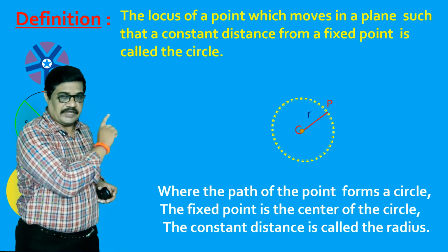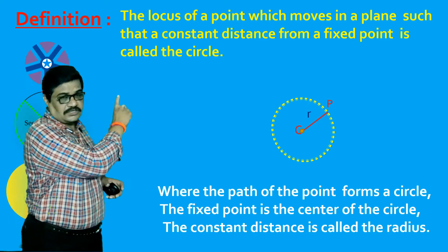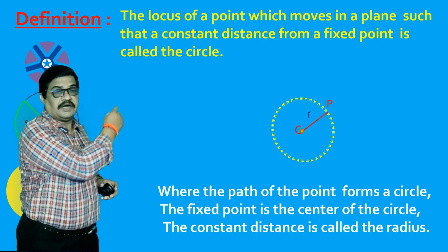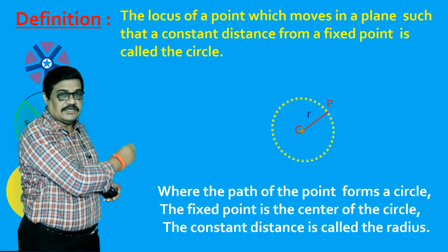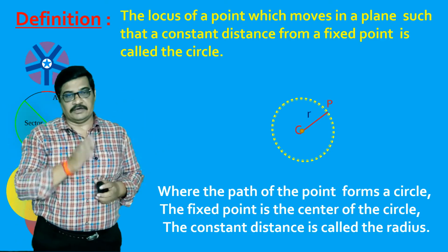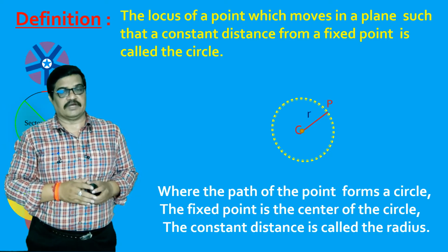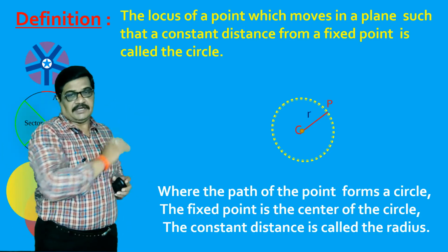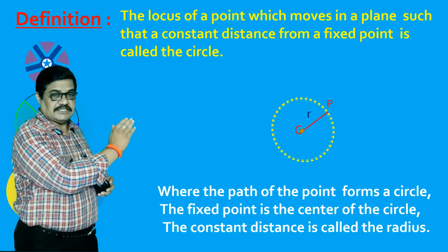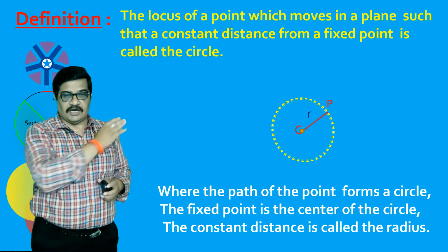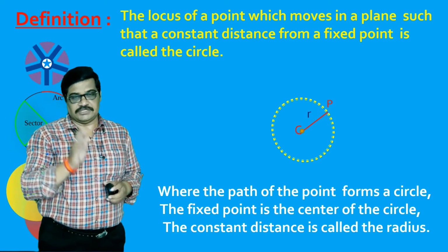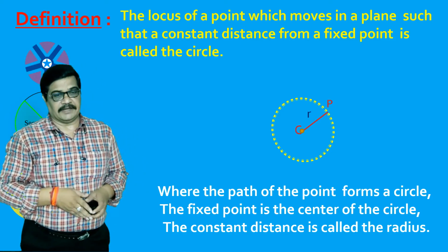The circle, once again: the locus of a point which moves in a plane such that it is at a constant distance from a fixed point is called the circle, where the fixed point is the center and the constant distance is the radius, and the path of the point P forms a circle. So this is the definition of the circle.